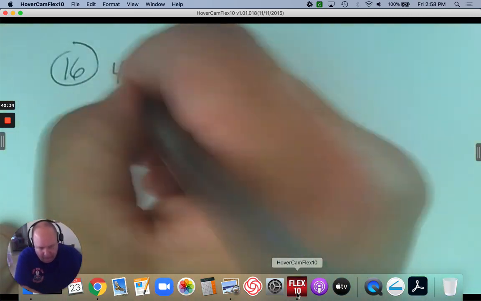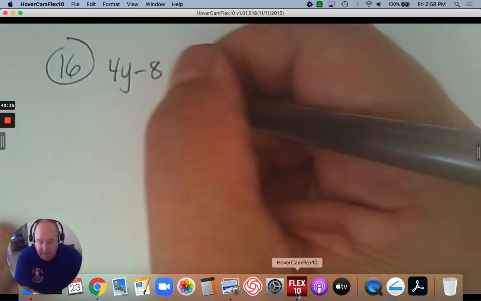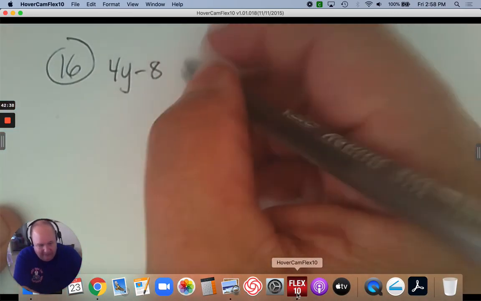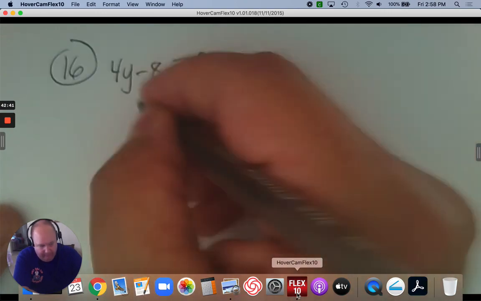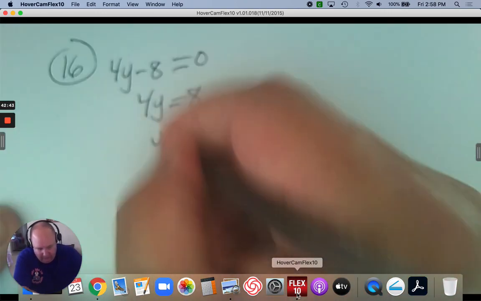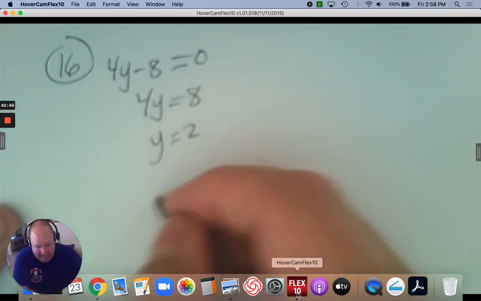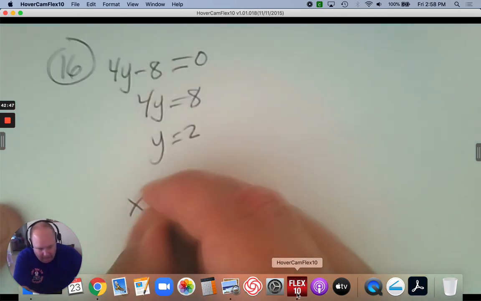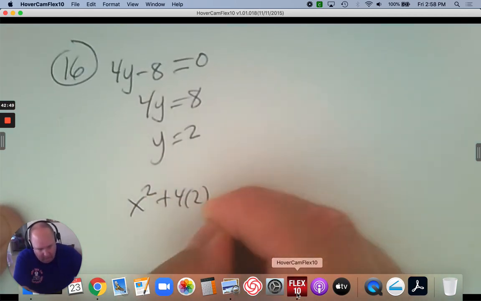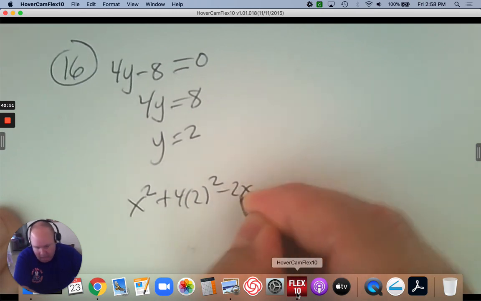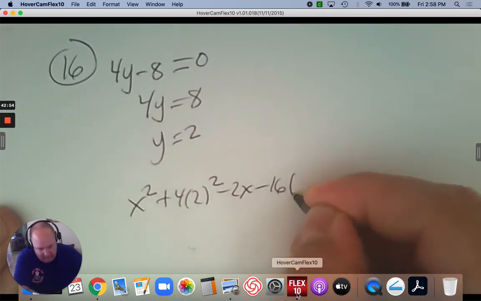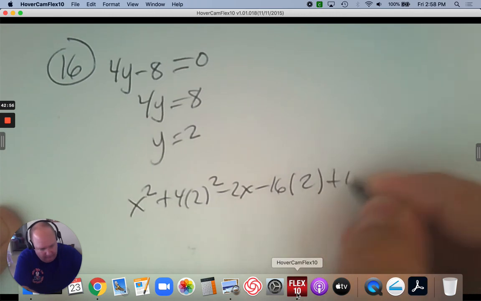For number 16, where are their vertical tangents? Well, for vertical, it's undefined. A vertical line is undefined. Take the denominator equal to 0. So now we're taking the denominator equal to 0 and solving it. And then we go back to the equation to solve for x. We have x squared, 4 times 2 squared, minus 2x, minus 16 times 2, plus 13.